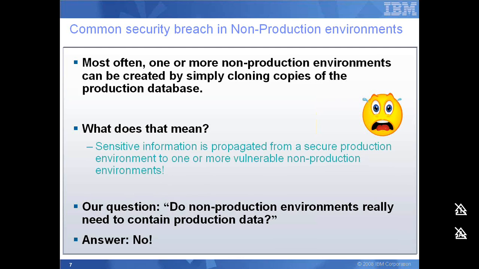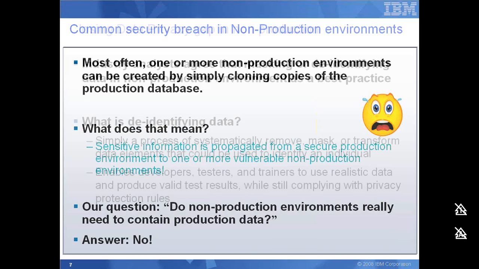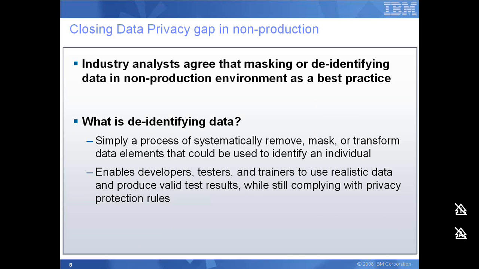What is the solution? Now we know there is a problem of data privacy breach. So what's the solution? The solution is to have an option of de-identifying sensitive data or sanitizing sensitive data. Now, when we say de-identification, it basically means a process to systematically remove, mask, or transform data elements that could be used to identify an individual. So it can be done in a variety of ways. There are a number of options available wherein you can de-identify sensitive data.